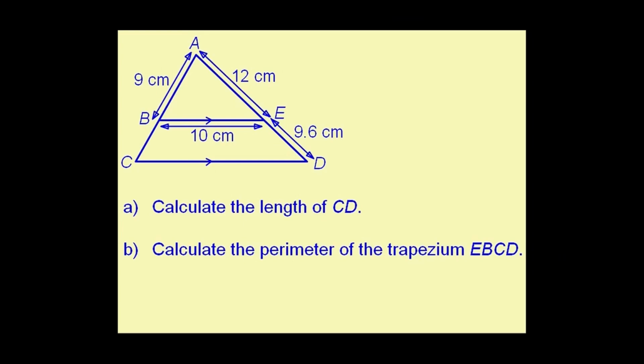Here's a question for you to try. In the first part of the question, you want to find the length of CD, which is straightforward. But in the second part, you want to find the perimeter of the trapezium EBCD. So you're looking for this total length here. Press pause and have a go. When you're ready for the answers, press play.